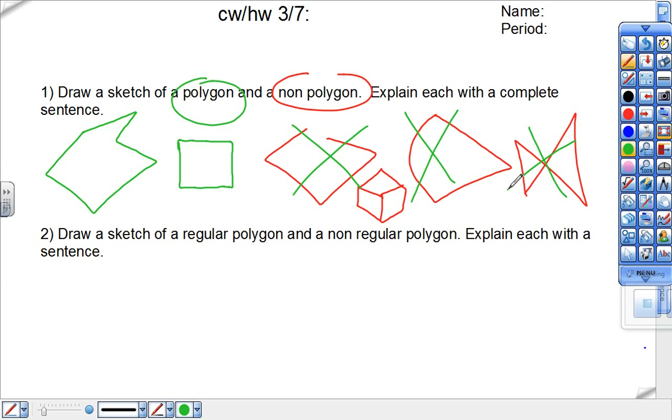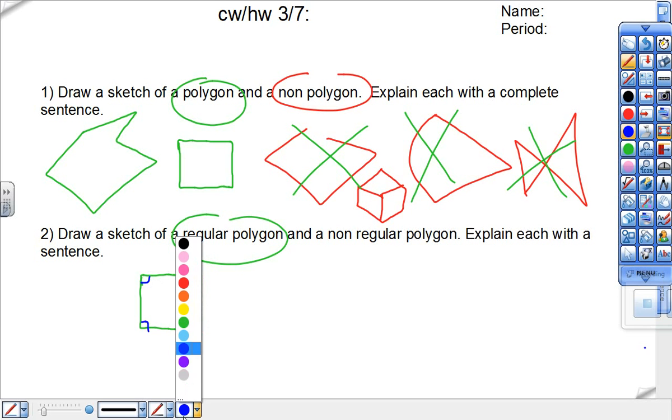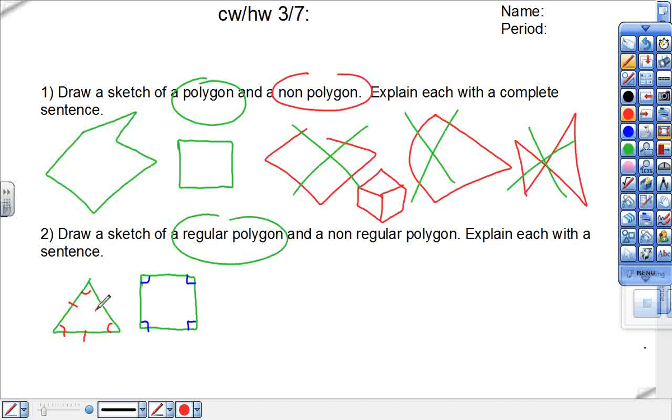Now sketch a regular polygon and a non-regular polygon. Regular polygon, all equal sides. That is a regular polygon. All sides are equal. All angles are equal. Another regular polygon. Equilateral triangle. All sides are equal. All angles are equal. Everything equal. That is a regular polygon.